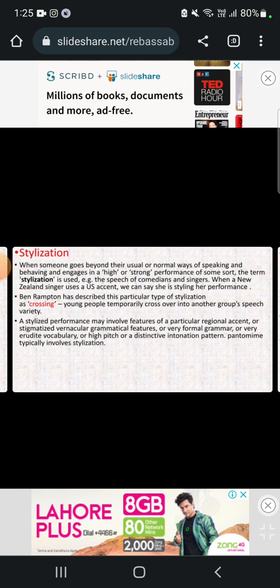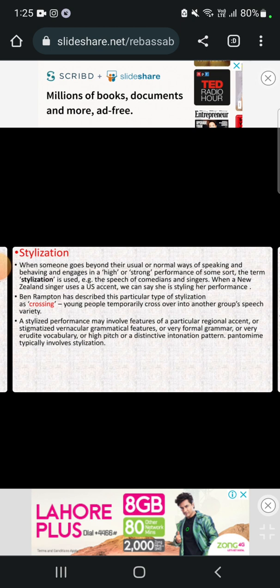What is stylization? When someone goes beyond their usual and normal ways of speaking and behaving and engages in a high or strong performance of some sort, the term stylization is used. The speech of comedians and singers, like when a New Zealand singer uses a US accent, we can say she is stylizing her performance. And stylization is more prevalent in language.